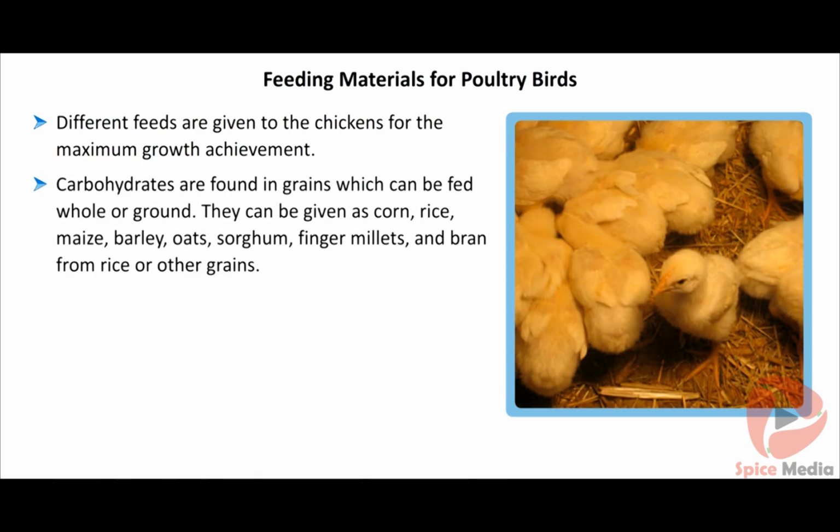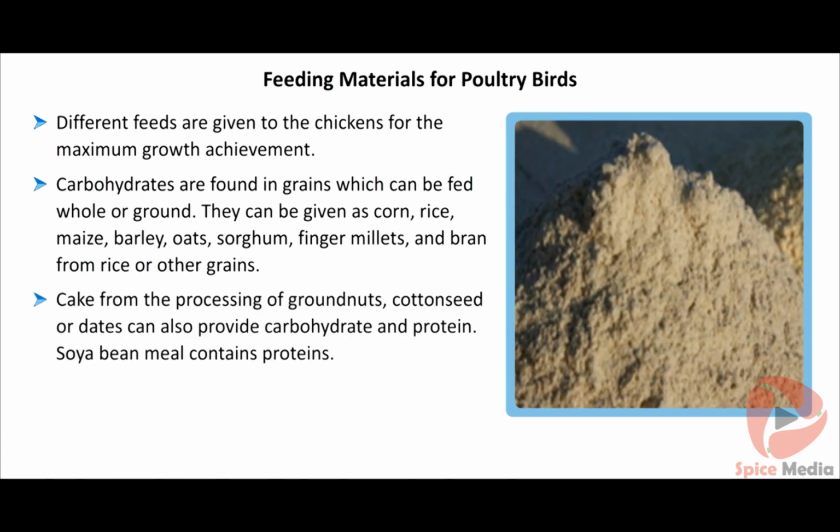Carbohydrates are found in grains which can be fed whole or ground. They can be given as corn, rice, maize, barley, oats, sorghum, finger millets, and bran from rice or other grains. Cake from the processing of ground nuts, cottonseed, or dates can also provide carbohydrate and protein.